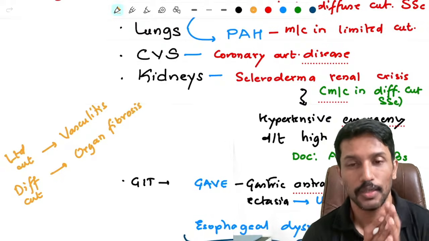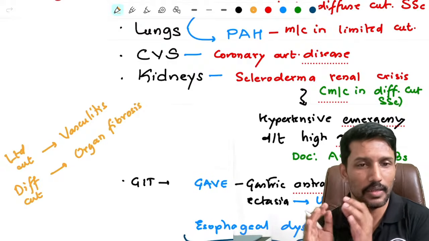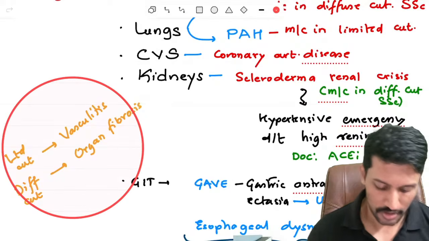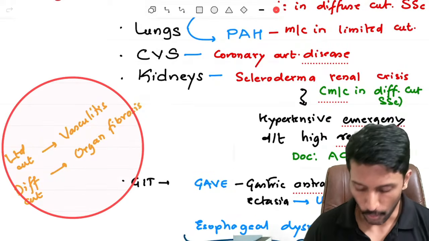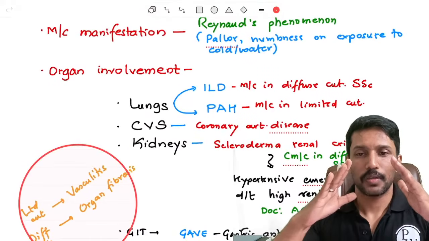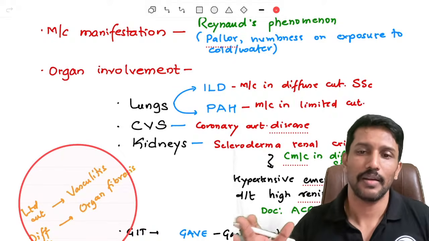Diffuse cutaneous, right? So if blood vessel comes to your mind, think about limited cutaneous. If an organ comes to your mind, think about diffuse cutaneous. But make sure you don't write it in your answer sheet. It is just for you to remember. Okay. So now we understand that these two subtypes of scleroderma behave entirely differently.